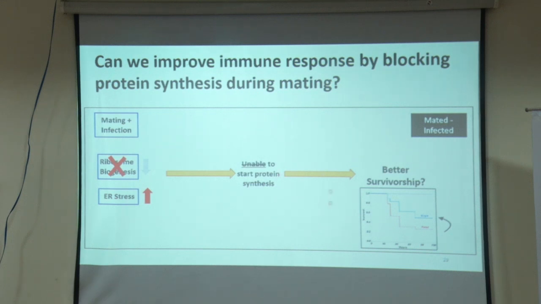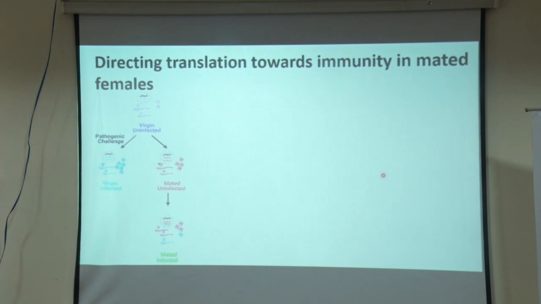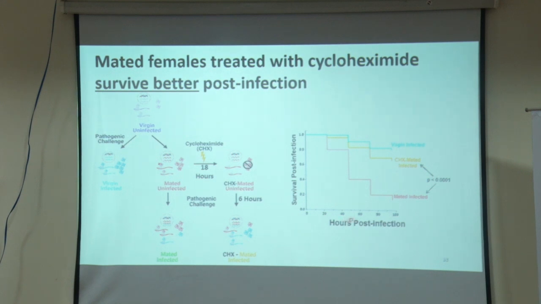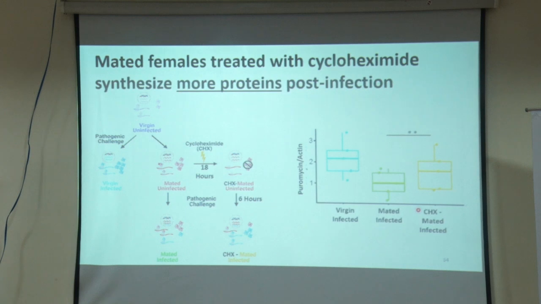So if we change the protein synthesis during reproduction, can we get better survivorship? Skipping these schematics, if people are interested, I can talk about it later. We treated flies with cycloheximide during the time of their mating, allowed the flies to recover from this cycloheximide effect, and then infected them. When we look at their survivorship, the cycloheximide treated mated infected females survived significantly better compared to the mated infected females. When we look at the protein production, again cycloheximide mated infected females had significantly higher protein production compared to the mated infected.